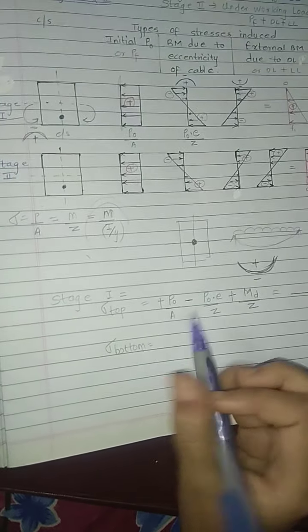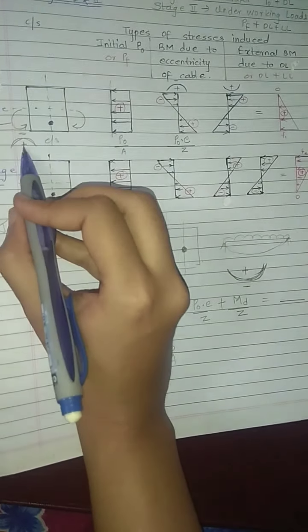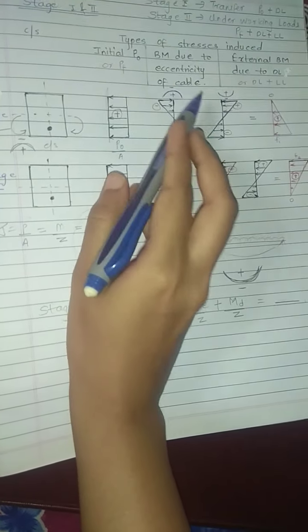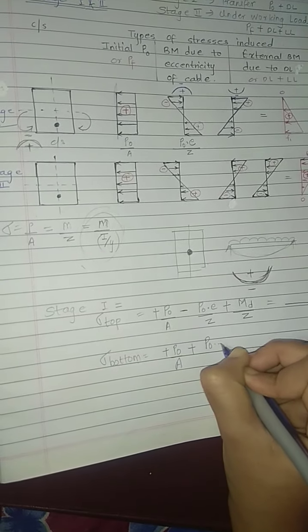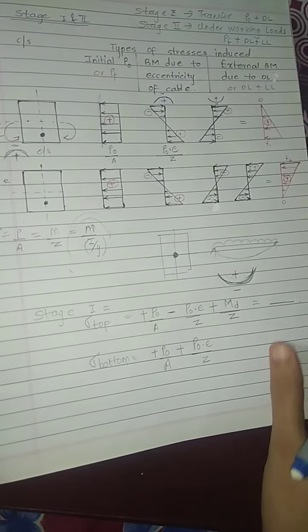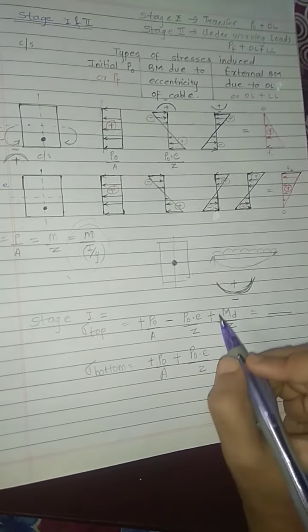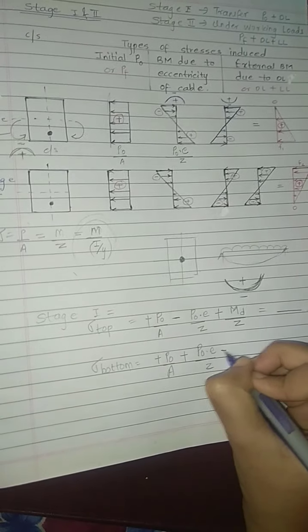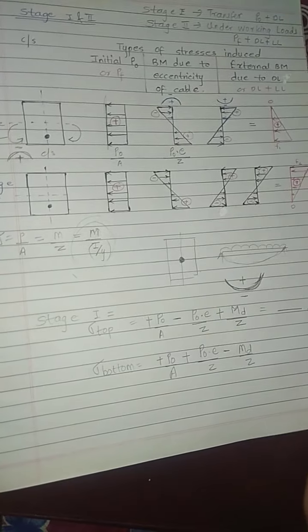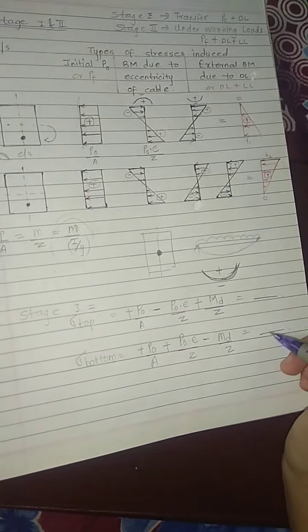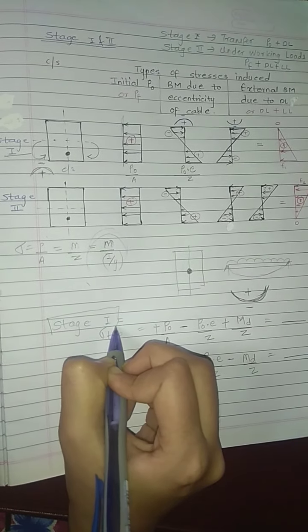Then the stress at the bottom layer, same method. Initial compressive force P0 upon A. At the bottom, the bending moment due to eccentricity has a positive sign. Now the bending moment due to dead load has a minus sign at the bottom, MD by Z. So here we will get the stress at the bottom layer and the stress at the top layer. Now this was for stage 1.